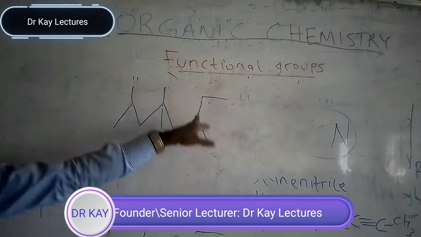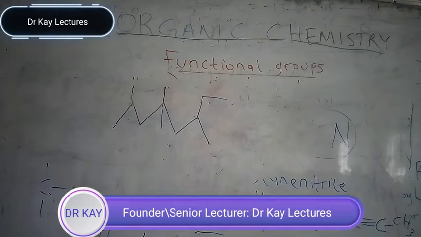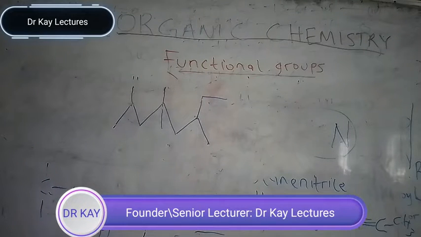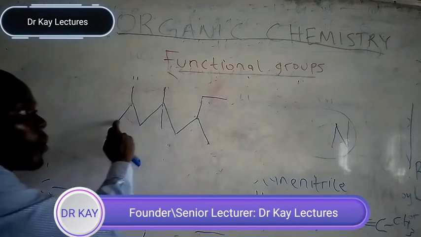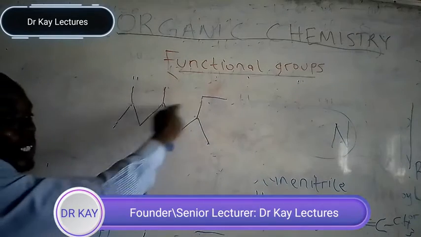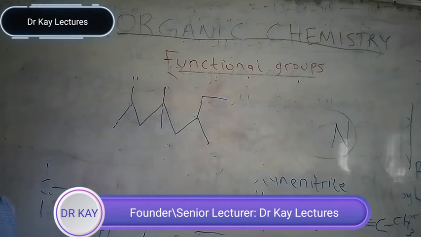So if we name based on this straight chain, we will be wrong. We will be very wrong. As a result of that, we are going to name based on this longest chain. The longest we have is 8. Let me show you other chains so that you understand better.